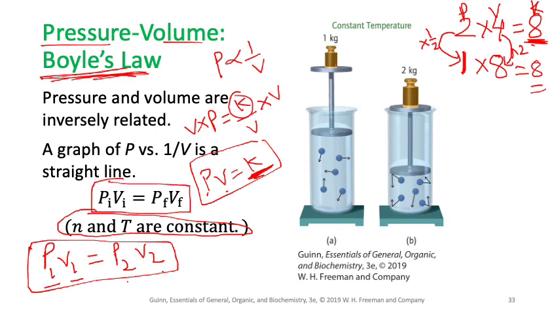This is the same equation, but instead of 1 and 2 it says I and F. I is initial, F is final, so it's the same thing. Okay, so let's take an example on the right hand side that you can see over here in the picture.